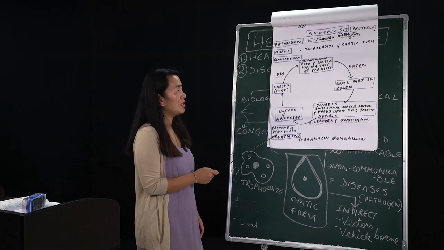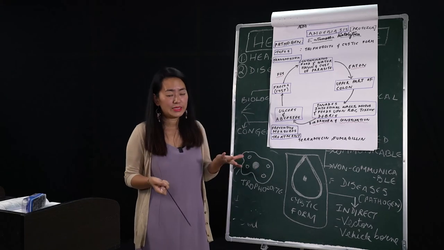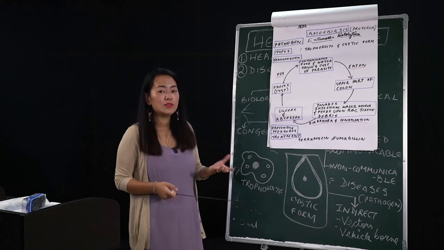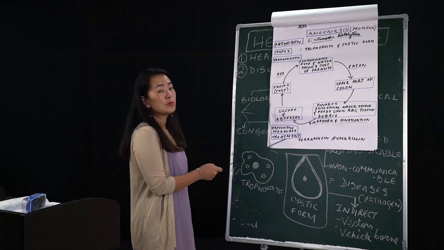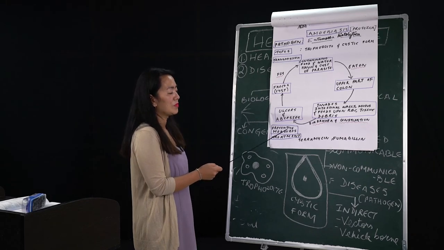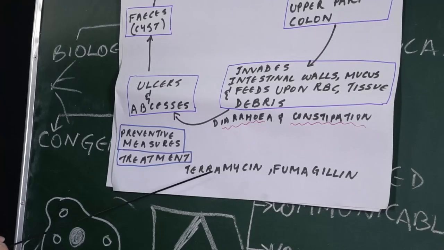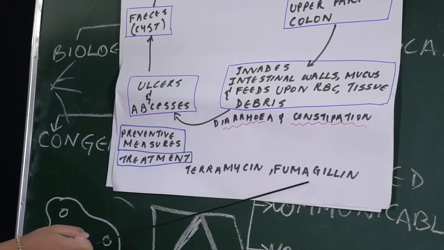What are the preventive measures? You have to be hygienic, right? You have to be very clean. You have to clean your food. You have to clean your water. So what is the treatment after you get amebiasis? The treatment is the medicines teramycin and fumagillin.